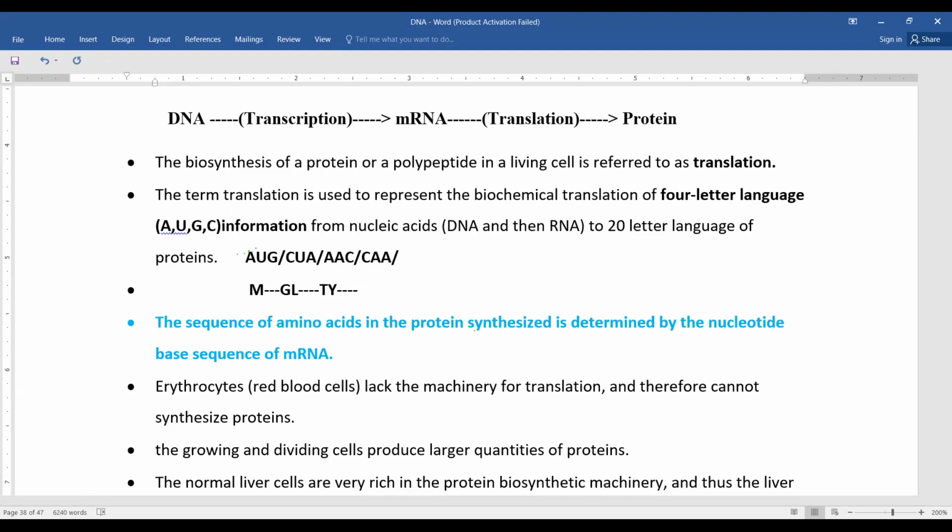CAA is there. So let's say tryptophan. So this is a small example. Just now we have seen the video. Okay, so this is what? This is mRNA. It has codons like this.